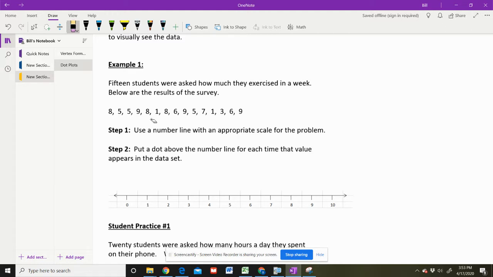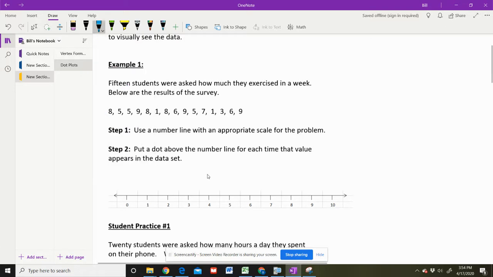But we can do it quick and easy just by first selecting a number line with an appropriate scale for the problem. I can look at this and go, okay, I know my numbers are ranging from 1 to 9, right? So I can do a simple number line, and I did it from 0 to 10. But what we'll do now is we'll put a dot above the number line for each time that value appears in the data set. So let's do that.